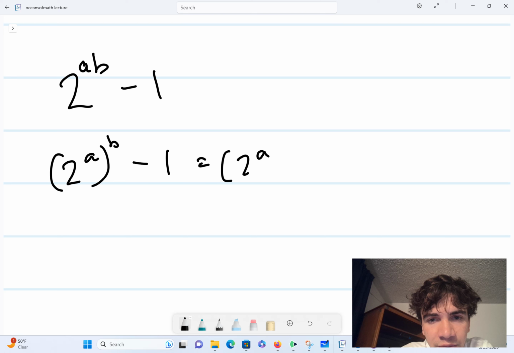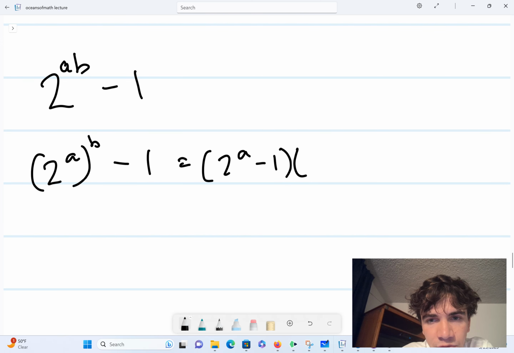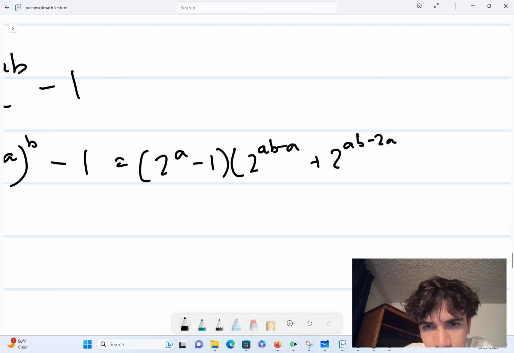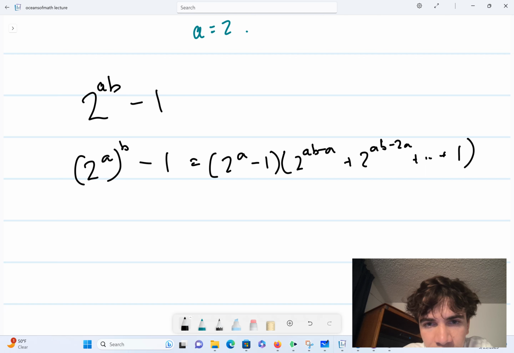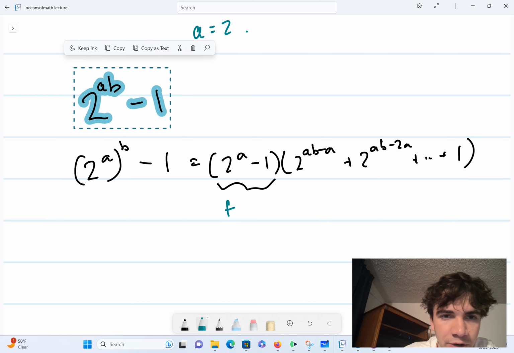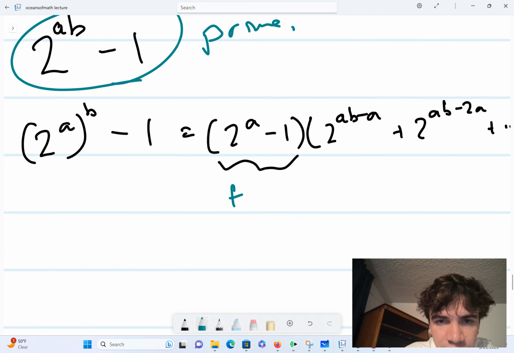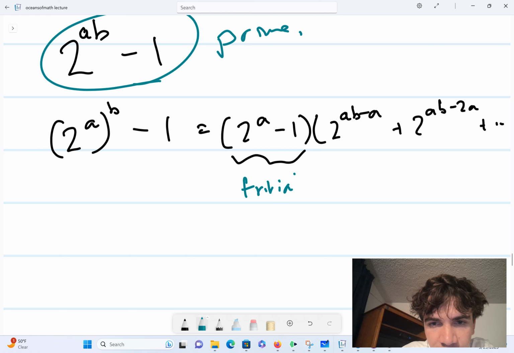And so I have 2 to the a minus 1 times 2 to the ab minus a, which is 2 to the a to the b minus 1, plus 2 to the ab minus 2a, plus, plus 1. And so now I conclude that this factor has to be trivial, because we want this thing to be prime, right? We want this to be a prime number. So therefore, 2 to the a minus 1 must be a trivial factor.